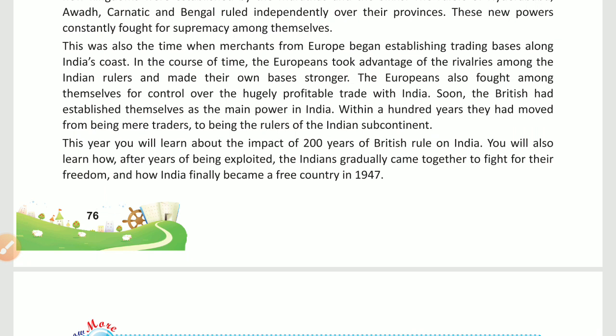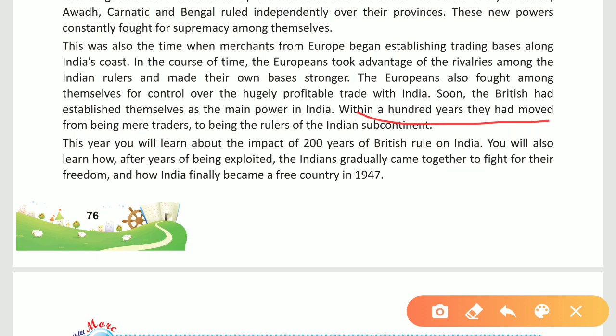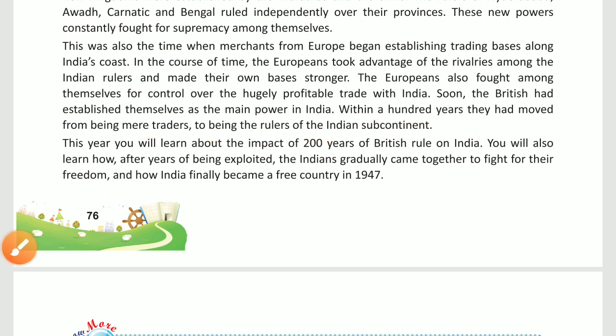Within 100 years, they had moved from being mere traders to being rulers of the Indian subcontinent. They were mere traders, but slowly, within 100 years, they became powerful. They took control of everything. They became the ruler of our country or Indian subcontinent. Okay, what is the Indian subcontinent? We will see later on.